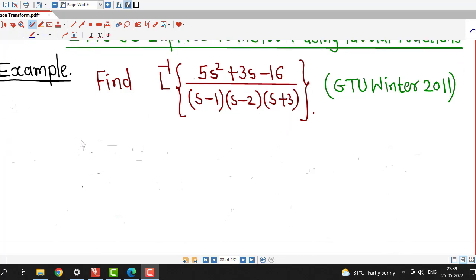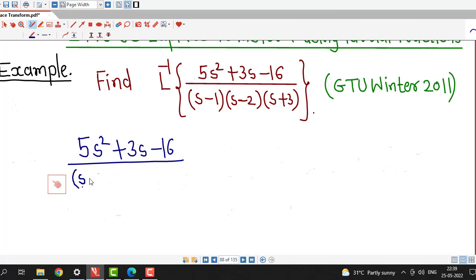So here we are asked to find out the inverse Laplace transform of this function: 5s square plus 3s minus 16, divided by the product of three linear factors, s minus 1 times s minus 2 times s plus 3.